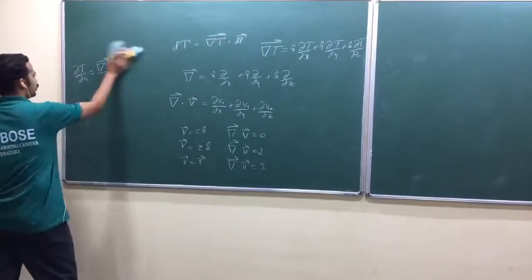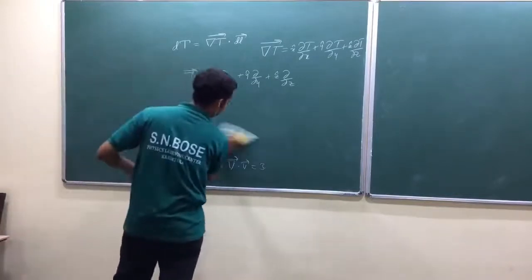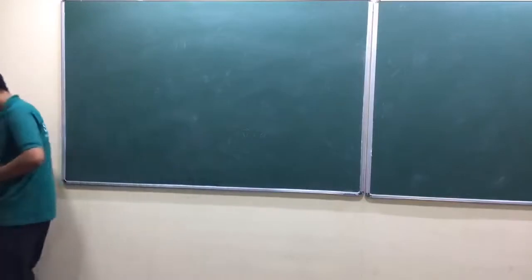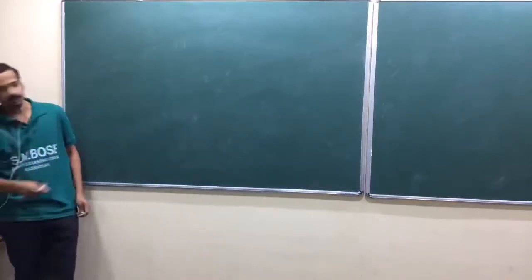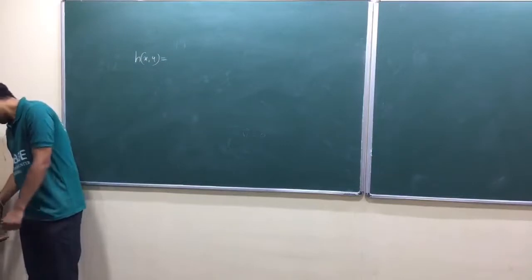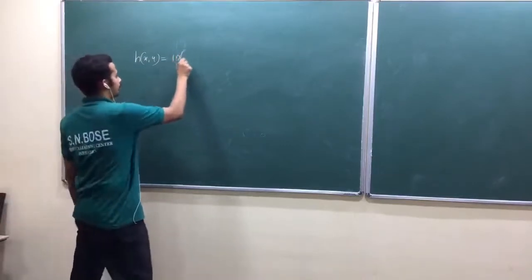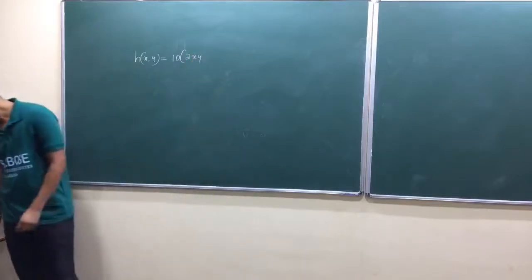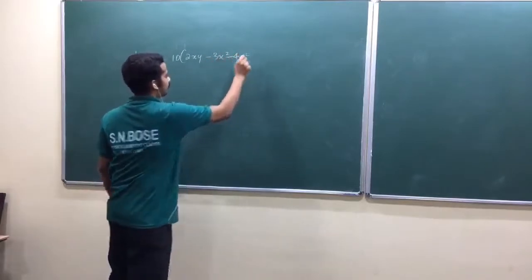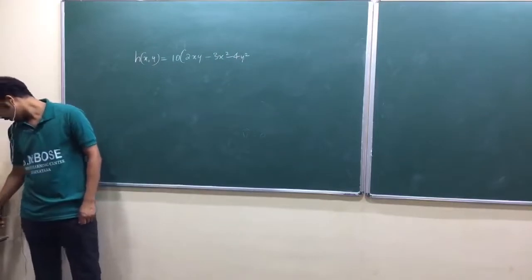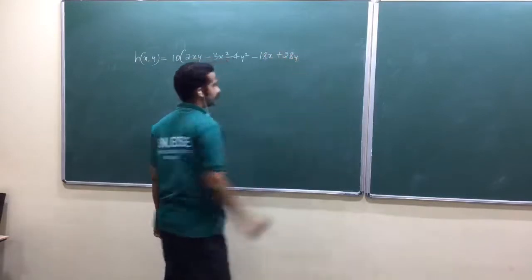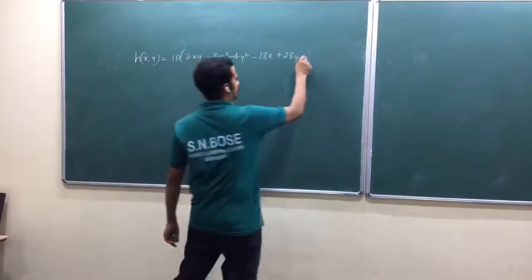Problem number 1.12. h of x comma y is equal to 10 into 2xy minus 3x squared minus 4y squared minus 18x plus 28y plus 12. Am I right? Plus 12.